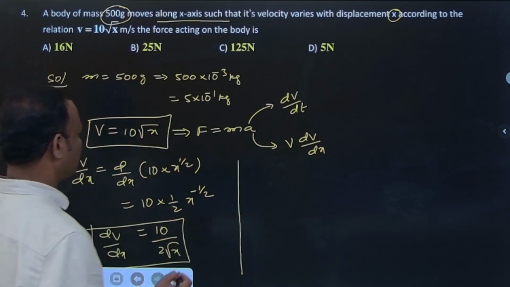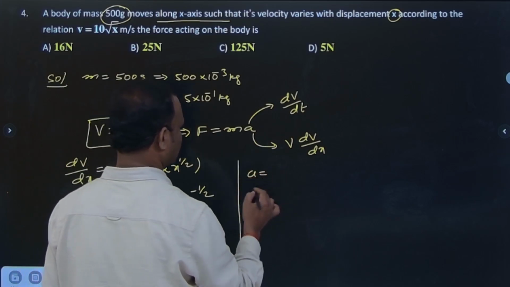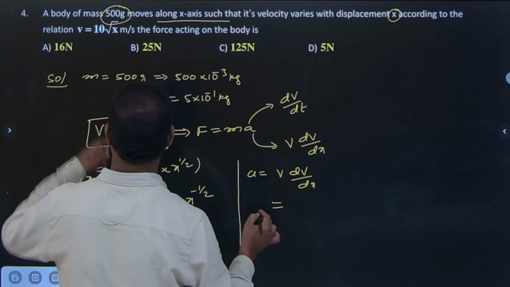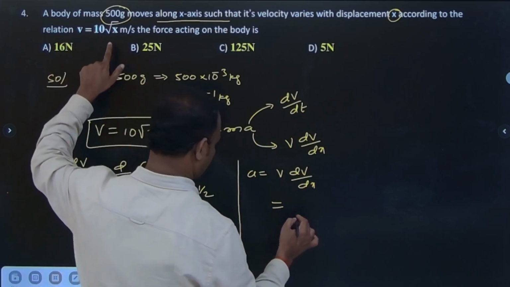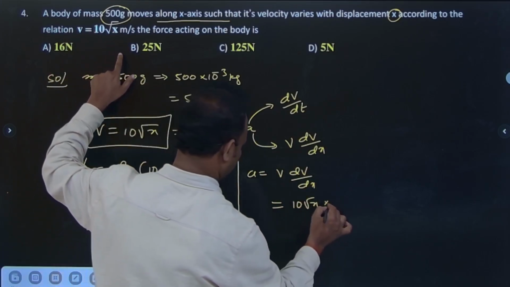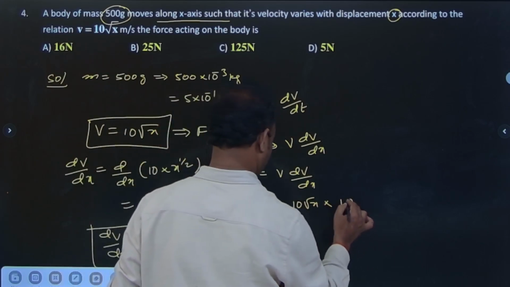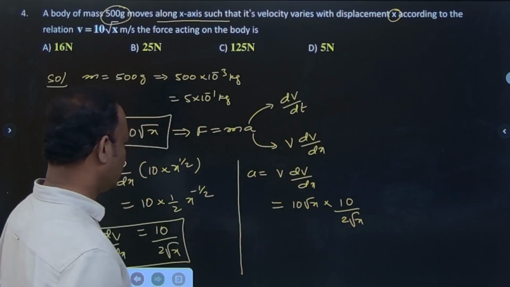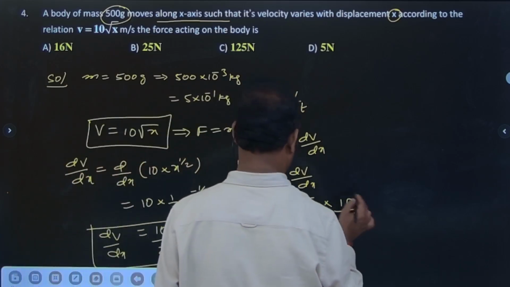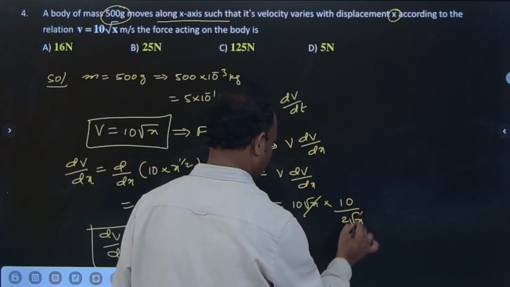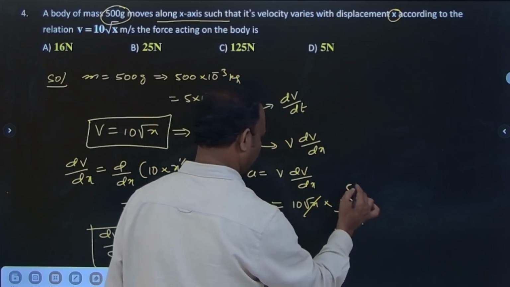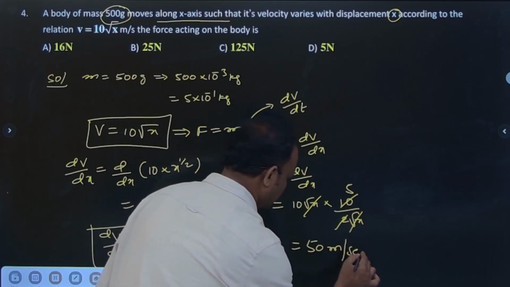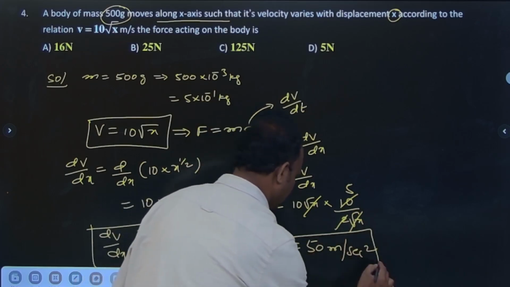Next, I want to know the acceleration. Acceleration a is equal to v into dv by dx. V is given as 10 root x, into dv by dx, which is 10 by 2 root x. Root x and root x cancel. So 2 ones, 2 fives, 10 into 5 is 50 meter per second square. So this is the acceleration.